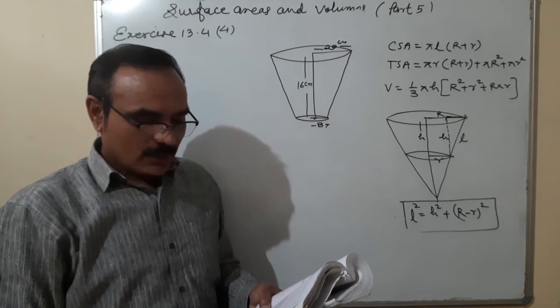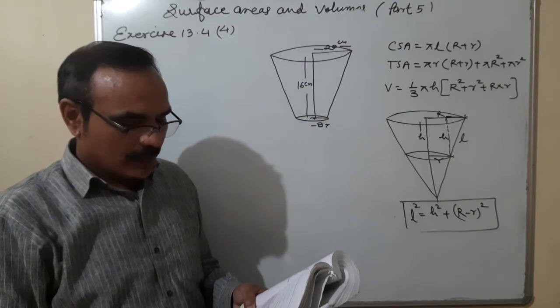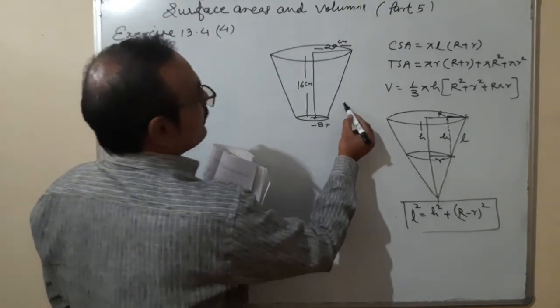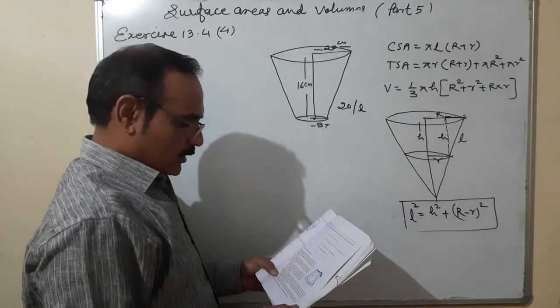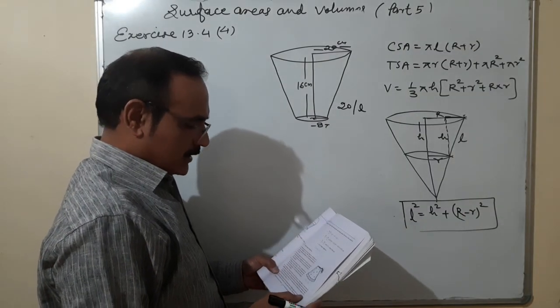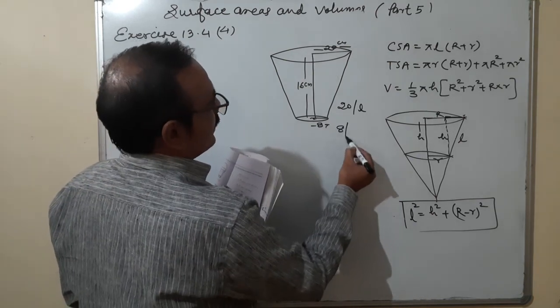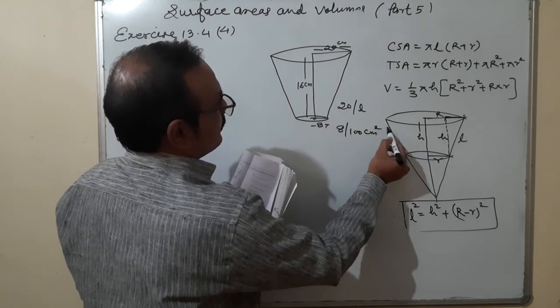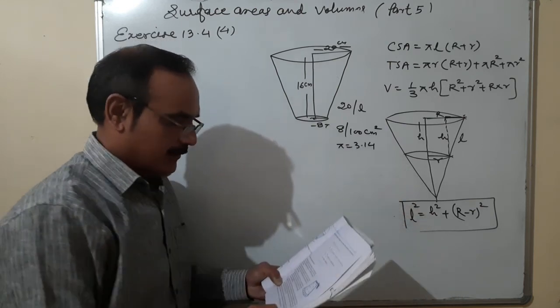Find the cost of the milk which can completely fill the container at the rate of 20 rupees per liter. Also find the cost of the metal sheet used to make the container at the cost of rupees 8 per 100 centimeter square, and pi is equal to 3.14.